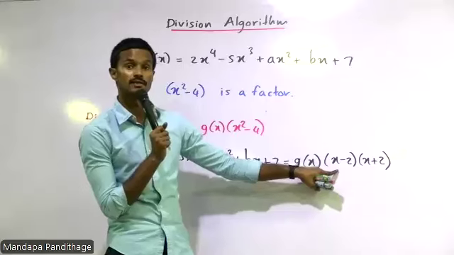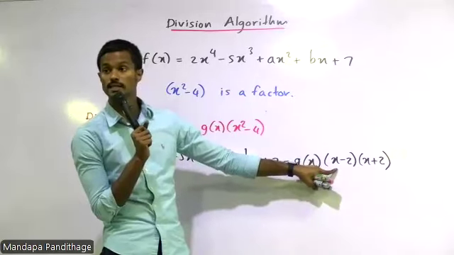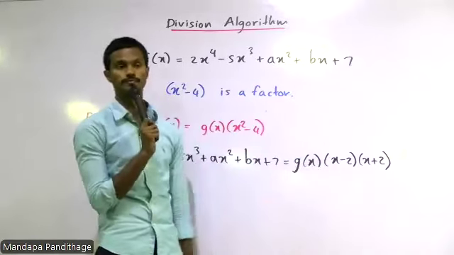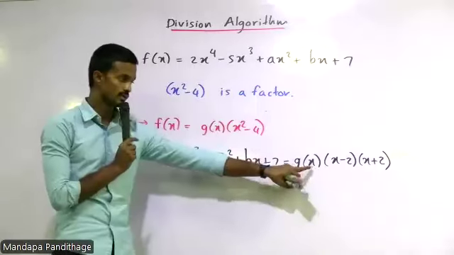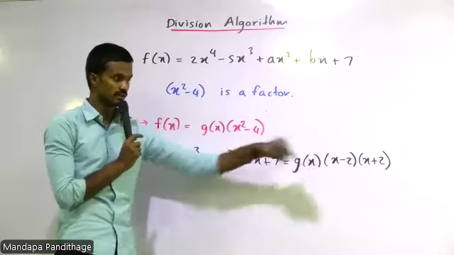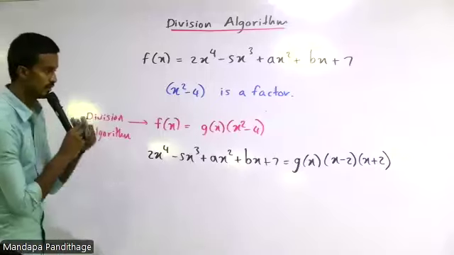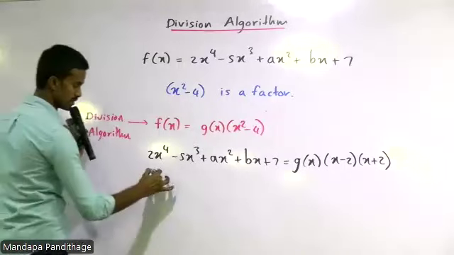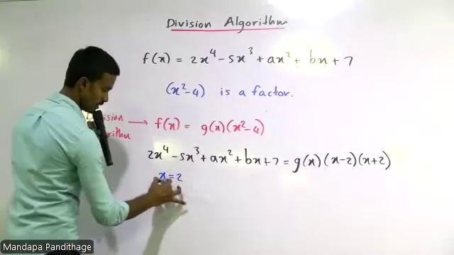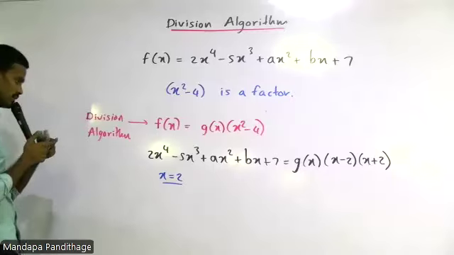So how can you make this 0? By substituting x equals 2. Clear? I want to take this out, but I'm not working with him. I'm working with the one who is along with him. So I put x equals 2.